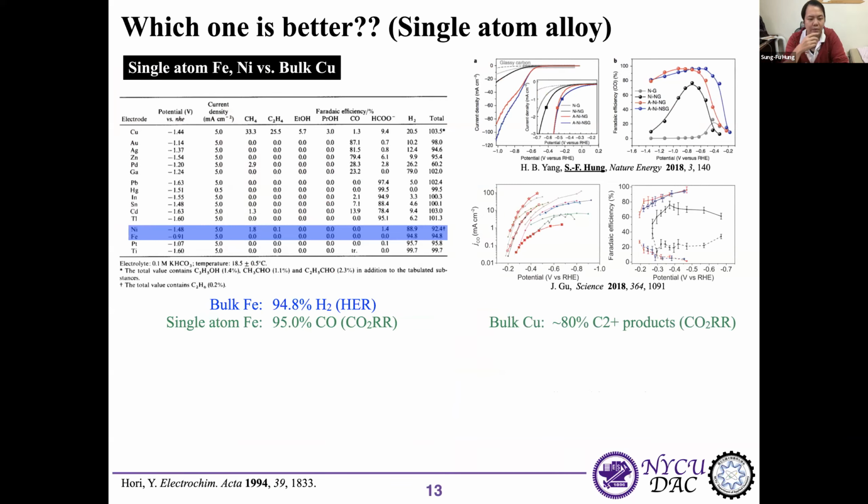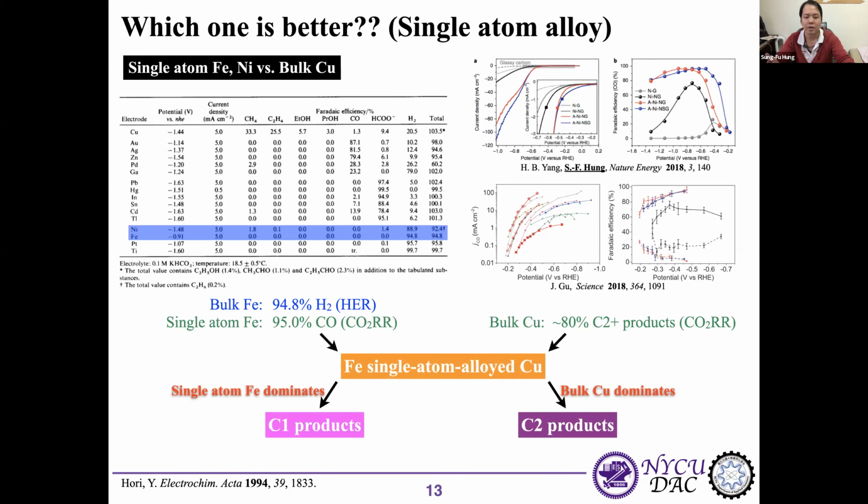As we have designed the in situ flow reactor, we go back to think about the single atom catalyst. The single atom catalyst shows excellent activity for the carbon dioxide reduction reaction, about 95% carbon monoxide with single atom iron. The copper is also a good catalyst. It can generate about 80% C2 products, including acetylene and ethanol.